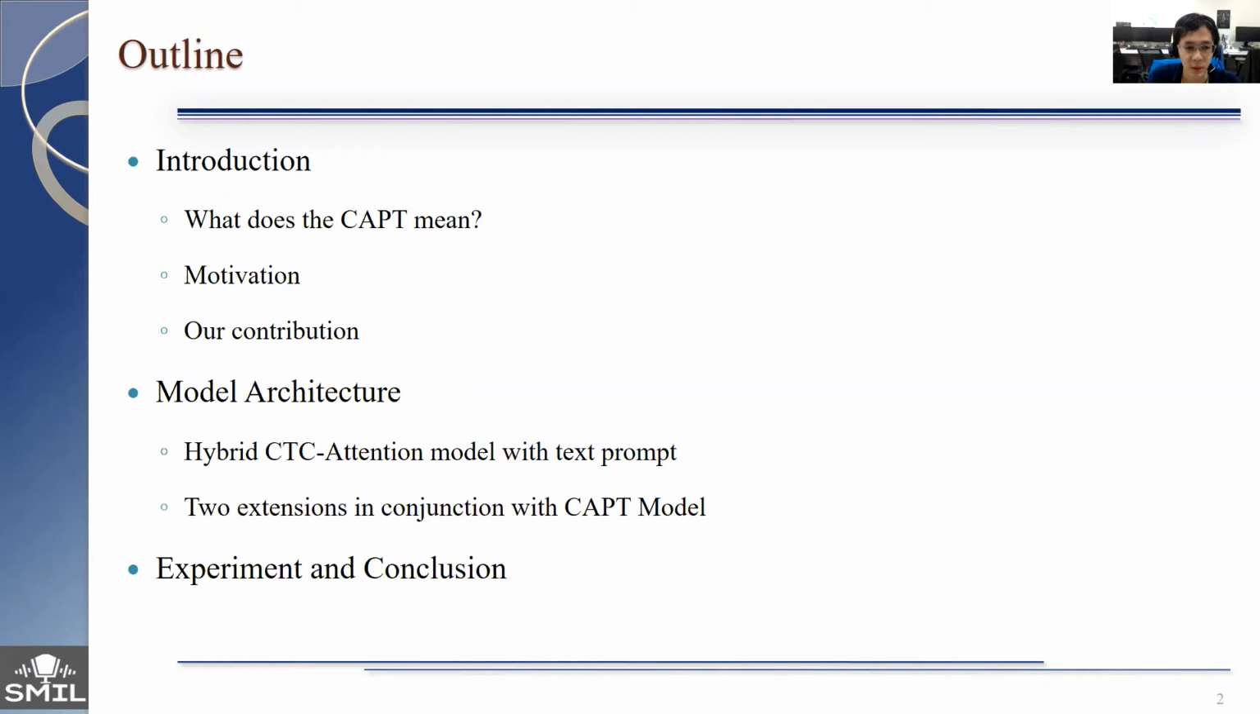First, I'm going to start with a brief introduction about our work, including what CAPT means, motivation, and our contribution. Then, I will talk about the model architecture proposed in this paper, hybrid CTC-Attention model with test prompt and two novel extensions in conjunction with CAPT model. And finally, there are experiments and conclusion.